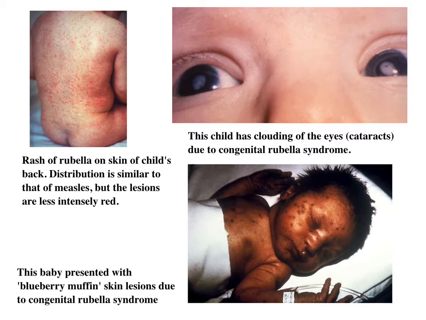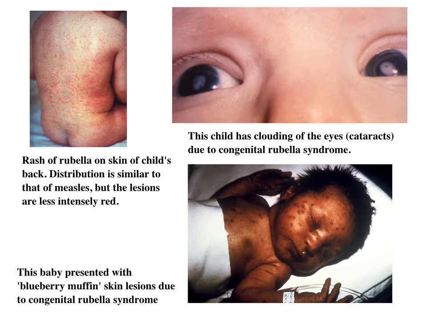Women should make sure that they are protected from rubella before they get pregnant. Pregnant women who contract rubella are at risk for miscarriage or stillbirth, or their developing babies are at risk for severe birth defects with devastating lifelong consequences. CRS can affect almost everything in the developing baby's body.